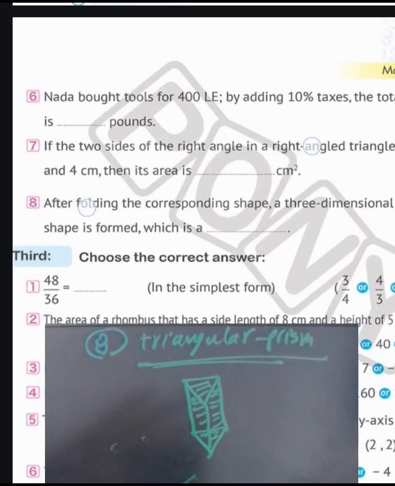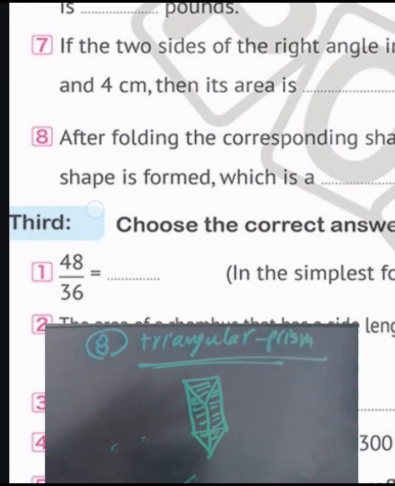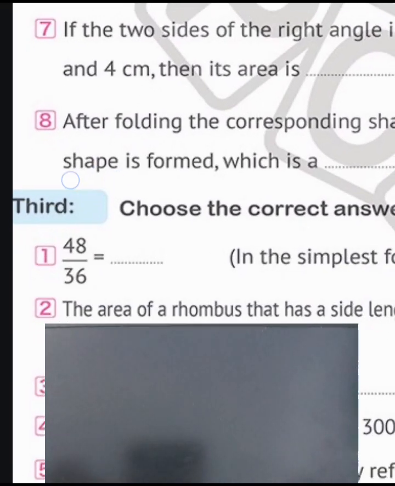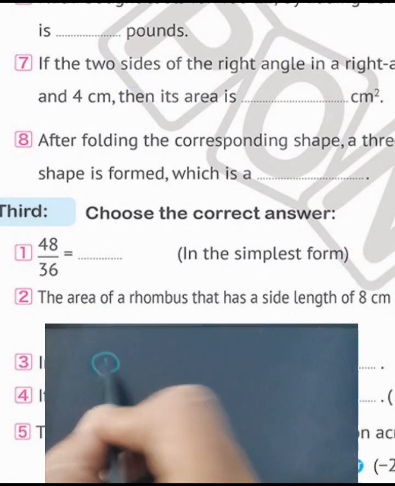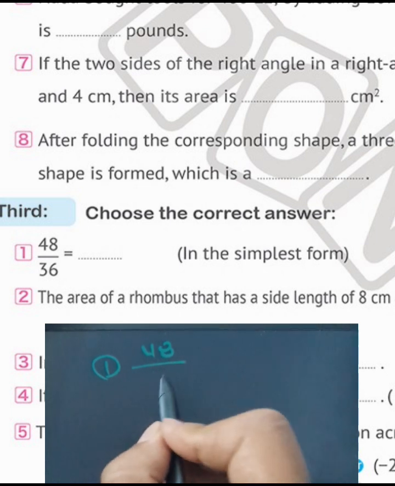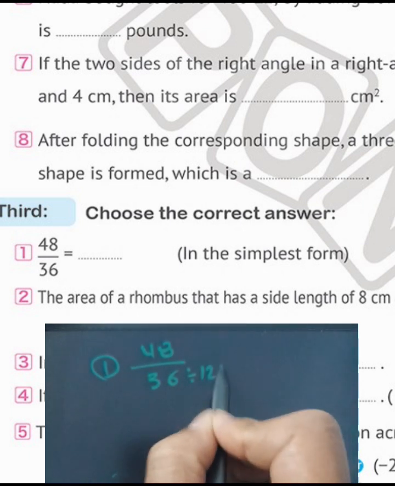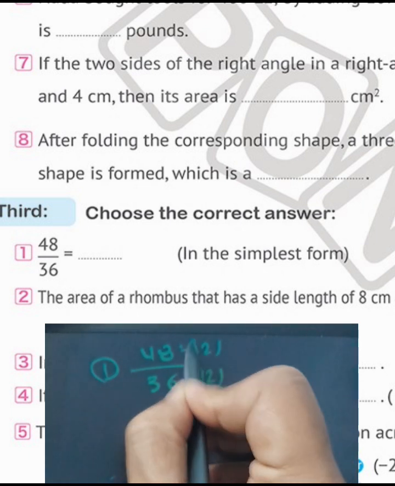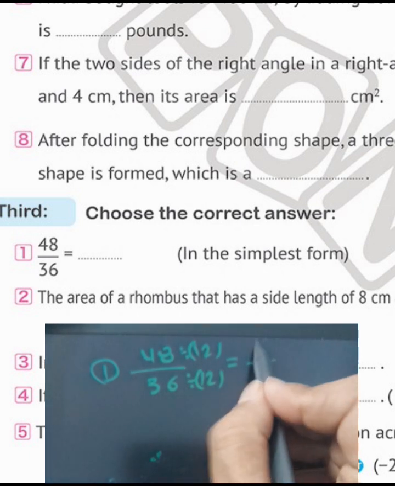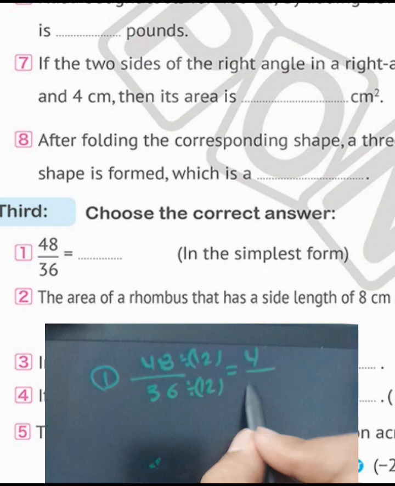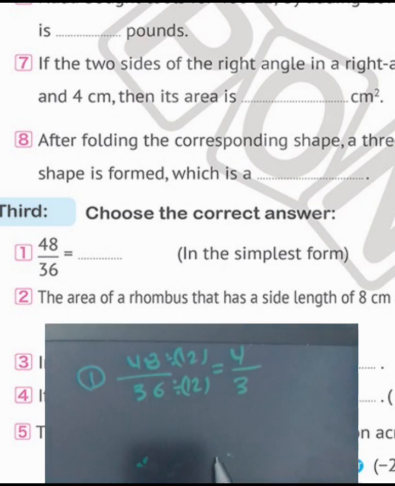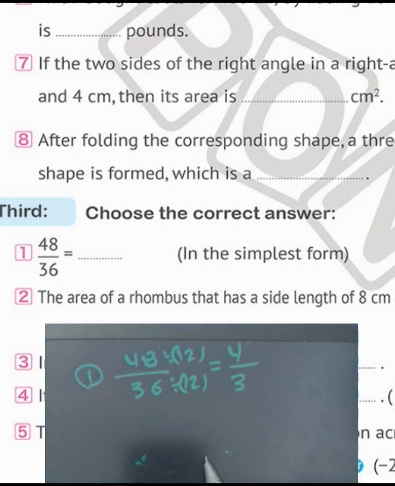Next question, third, choose the correct answer. 48 divided by 36 in the simplest form. We can find the ratio between two numbers by dividing the numerator and denominator by the highest common factor, which is 12. 48 divided by 12 equals 4, because 4 times 12 equals 48, and 36 divided by 12 equals 3. Then the ratio in the simplest form will be 4 over 3.